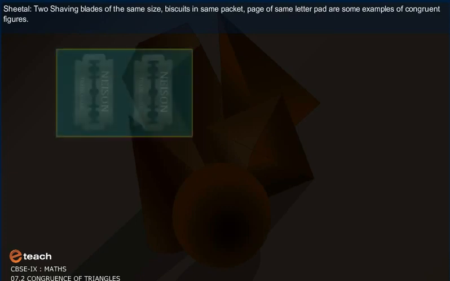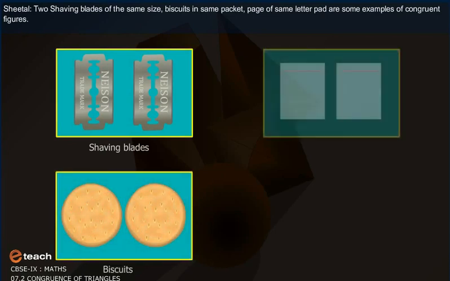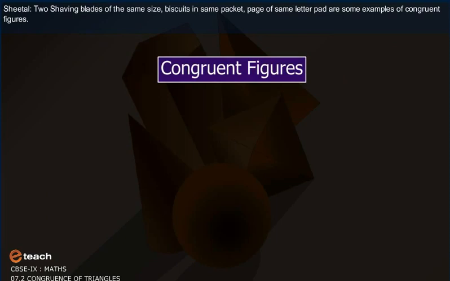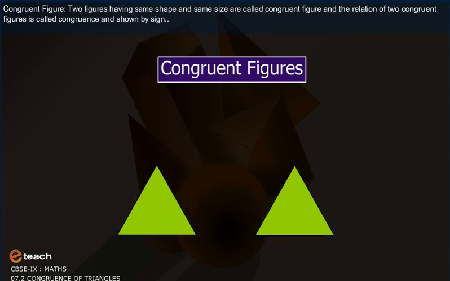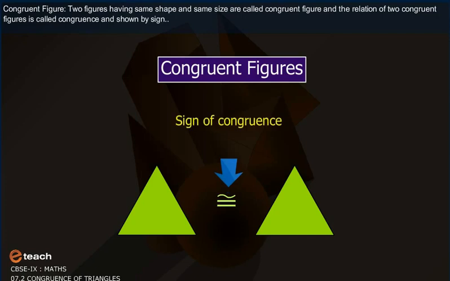Sheetal says, "Two shaving blades of the same size, biscuits in the same packet, pages of the same letter pad are some examples of congruent figures." Congruent figures: two figures having the same shape and the same size are called congruent figures. The relation of two congruent figures is called congruence and is shown by a sign.